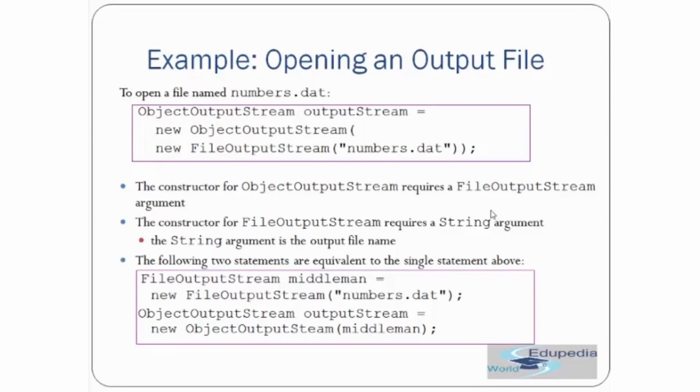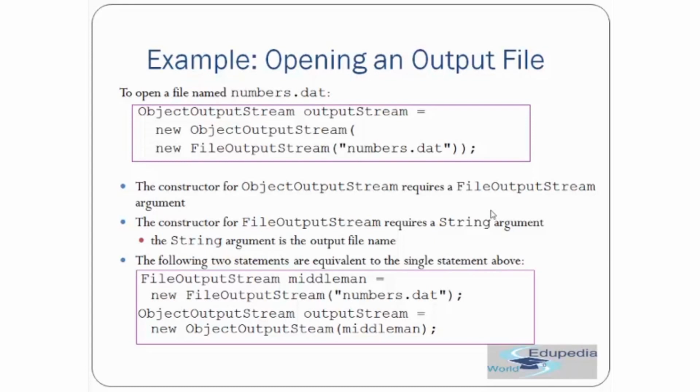Now, examples of opening an output file. To open a file named numbers.dat, you can use ObjectOutputStream outputStream equals new ObjectOutputStream, and that takes a FileOutputStream. Now the FileOutputStream is also taking numbers.dat. The constructor for ObjectOutputStream requires a FileOutputStream argument, and the constructor for FileOutputStream also requires a string argument. So the string argument is the output file name.